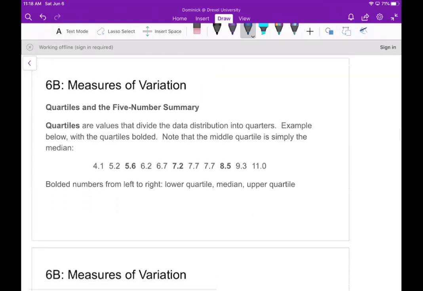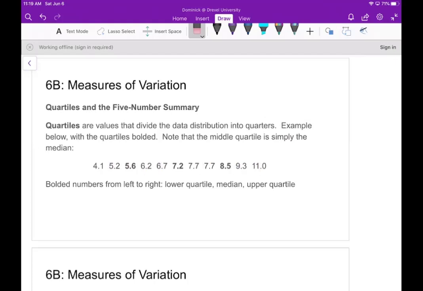So let's talk about one that's better. We can talk about the 5-number summary after we talk about what quartiles are. Now, quartiles are numbers that divide the data distribution into quarters. So we're given this data set here, and the quartiles are bolded. Now, the middle quartile is simply the median. If you were to cross off low, high in this data set, you would get that 7.2 is your median.